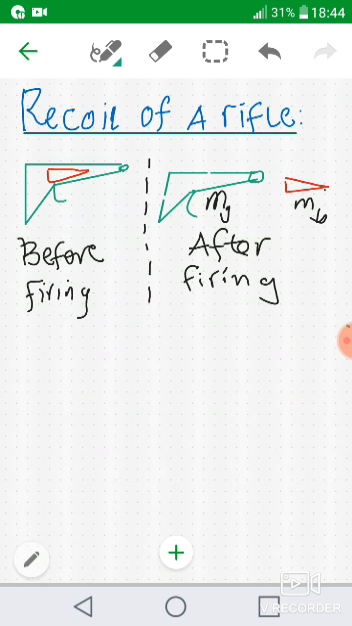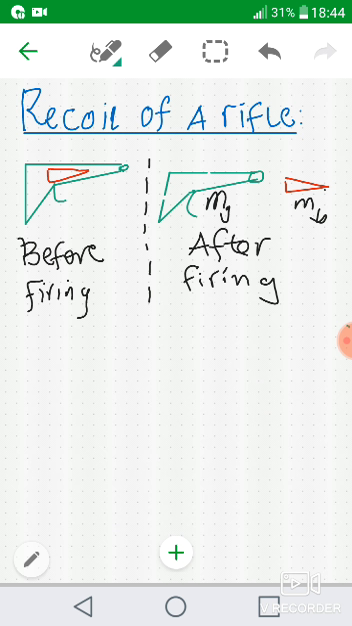What is a rifle first of all? A rifle is a gun, or you can say a shoulder gun or firearm with a long barrel. So if you want to shoot, then you have to put this gun on your shoulder, then you can shoot.